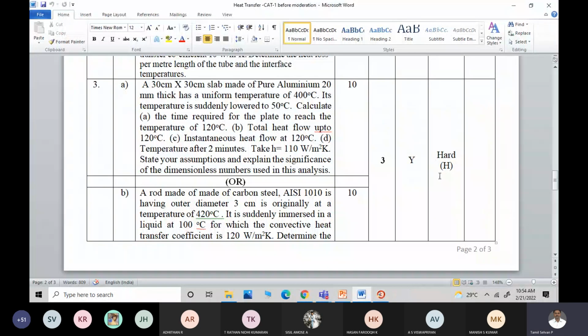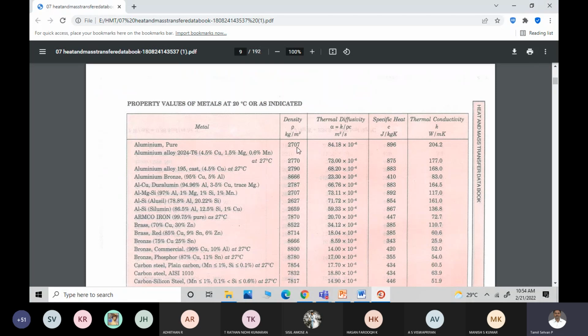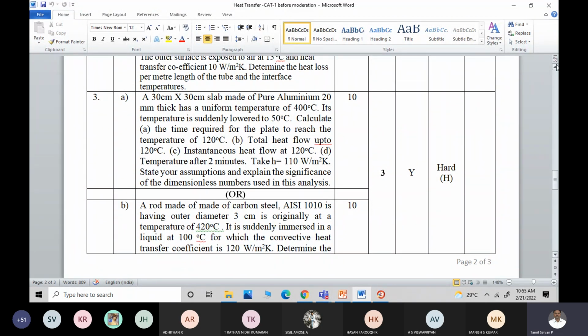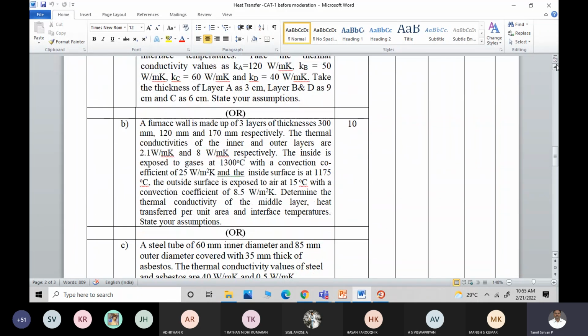Even in the first problem, pure aluminum, you can go to aluminum pure. That is the very first value. On page number 2, density, thermal diffusivity, specific capacity, and thermal conductivity are all given. Most of you did it correctly, right, as far as taking the values is concerned? Yes, sir, it was easy.